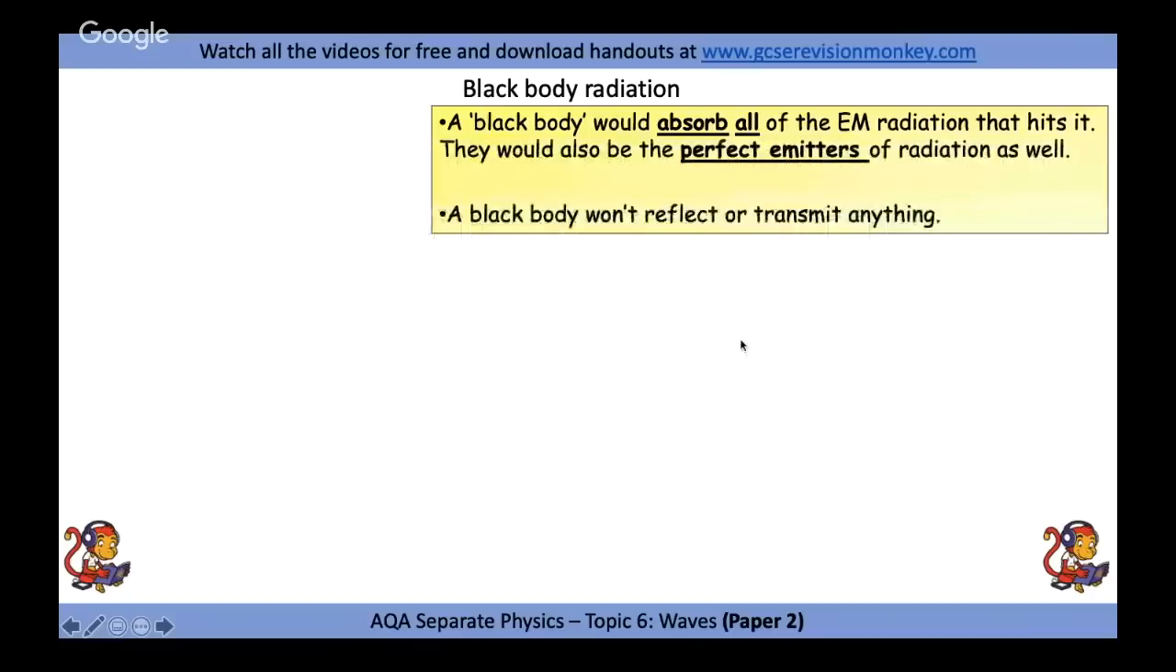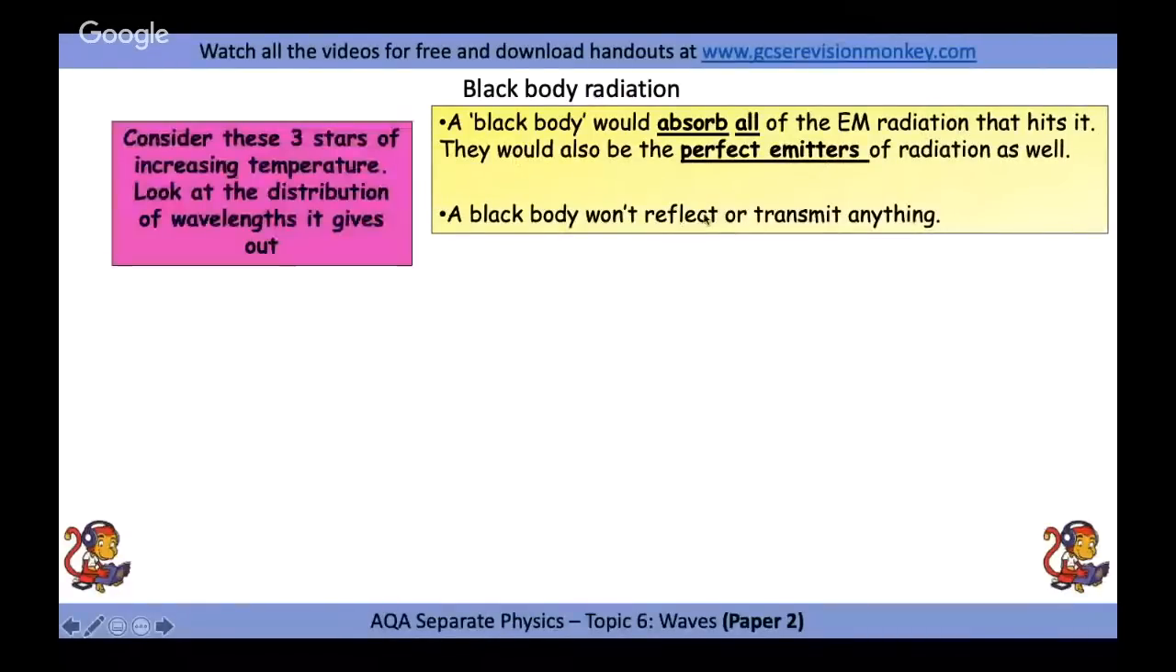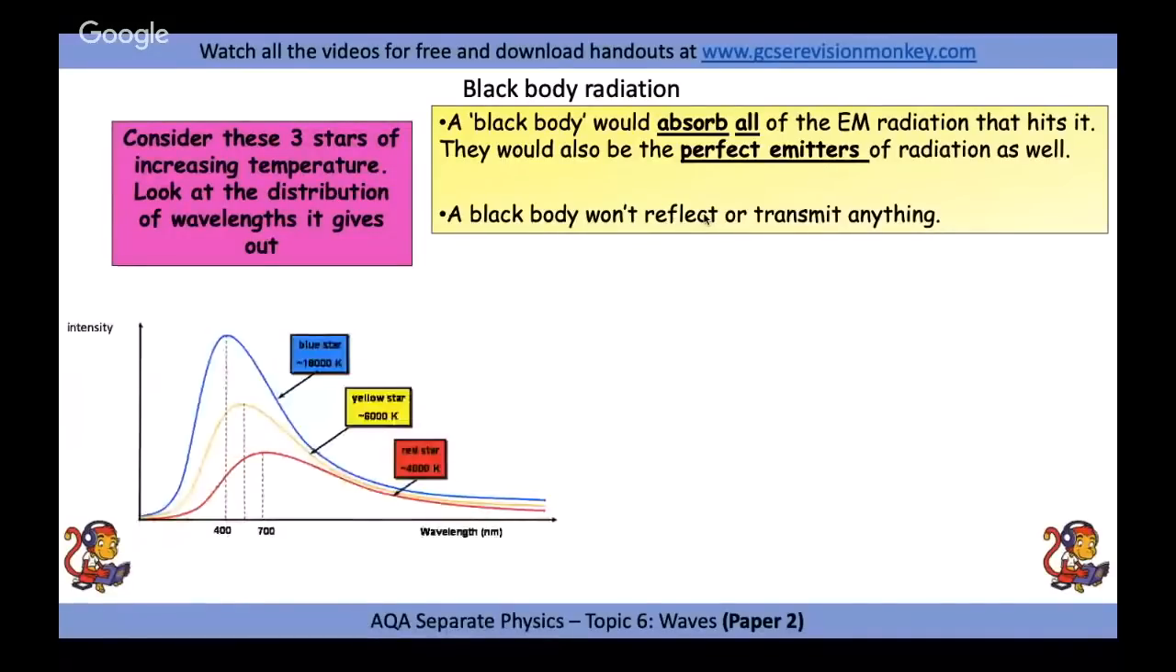Now, a black body would absorb all the EM radiation that hits it and be the perfect emitter. It won't reflect or transmit anything. Now, let's have a look at these three stars here. We've got a red star, a yellow star, and a blue star, all at different temperatures. Our red star is the coolest, 4,000 Kelvin, and our blue star is the hottest there. Ignore the Kelvin, it could be Celsius equally.